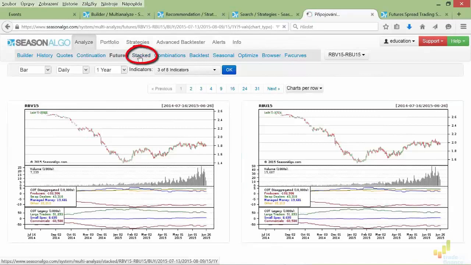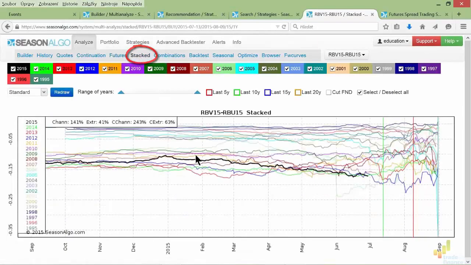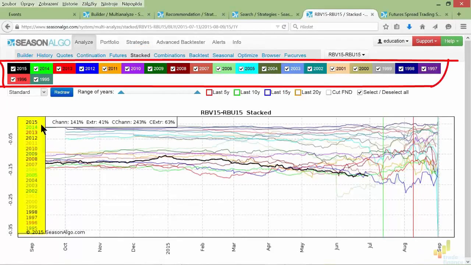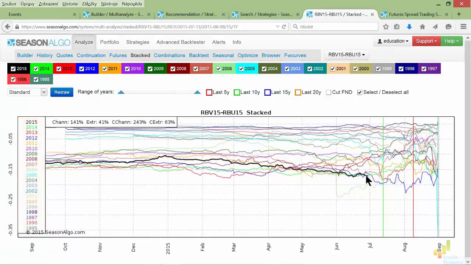And here very useful is the chart where we have the spreads of the last 20 years in the same chart. And here we can see that this year the spread is traded at very low price levels. So there is a high possibility that this spread will want to reach higher price levels. So this is also very important. So this kind of chart is very, very useful.